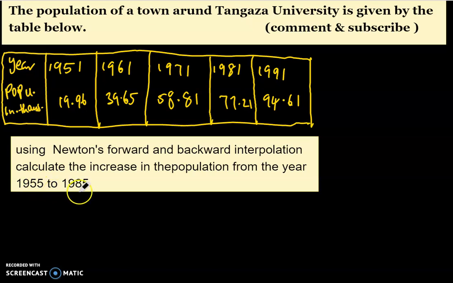1955 to 1985. The first thing to do in this question is to form the finite difference table. When we form the finite difference table, we shall use 1955. Of course, 1955 will be for our forward difference table, and 1985 will be our backward difference table. So let us form our table, and from there kick off the computations.